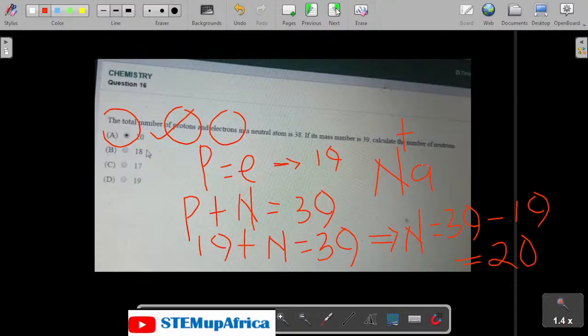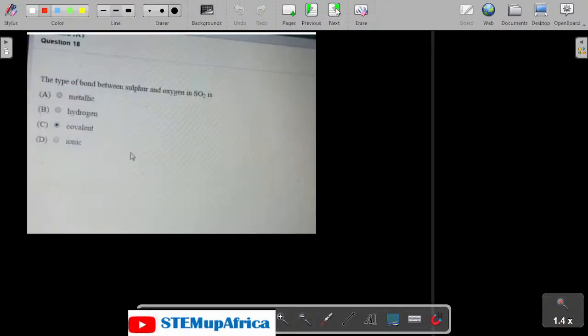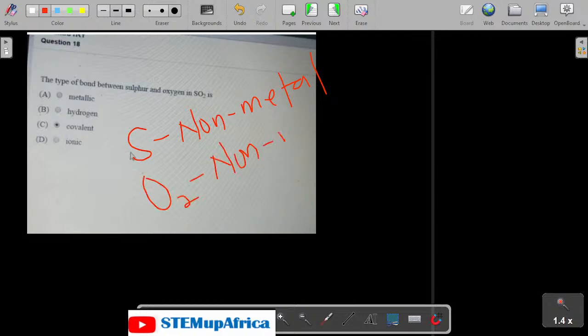So let's go to the next question. What type of bond is between sulfur and oxygen? Remember, sulfur is a non-metal, and oxygen also is a non-metal. So when two non-metals come together, the bond formed is a covalent bond. So that's the answer to that.